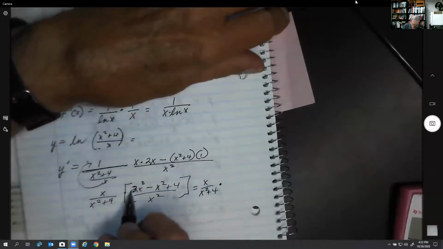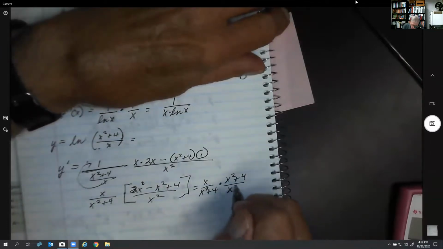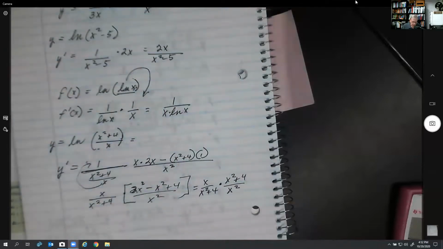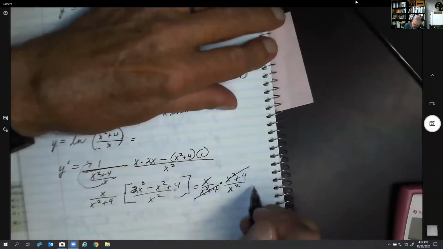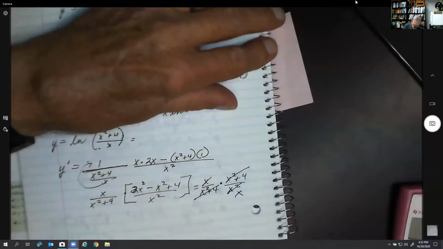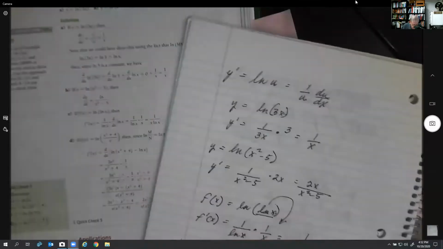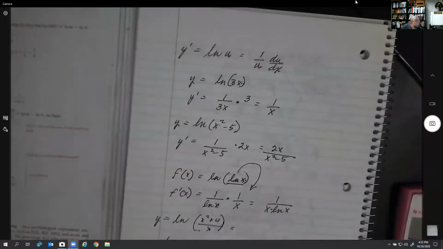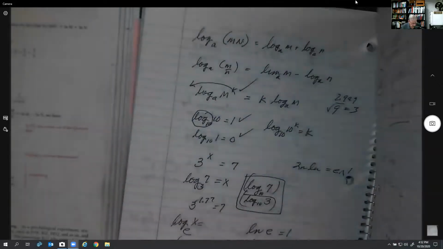Times, this would be 2x minus x squared would be x squared plus 4 over x squared. Well, if I did it right, it looks like these two things cancel. This cancels into their x, and it looks like 1 over x. Is that what they came up with? Not even close. Okay, so what did I do wrong? I think we'll go back to the drawing board on this.